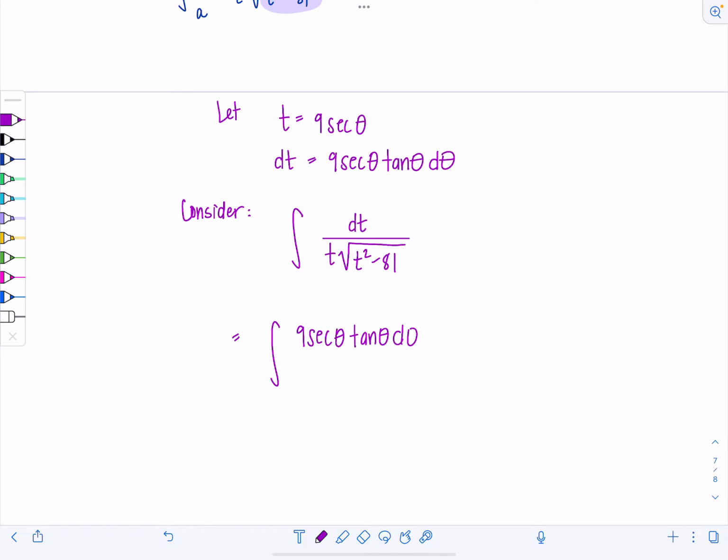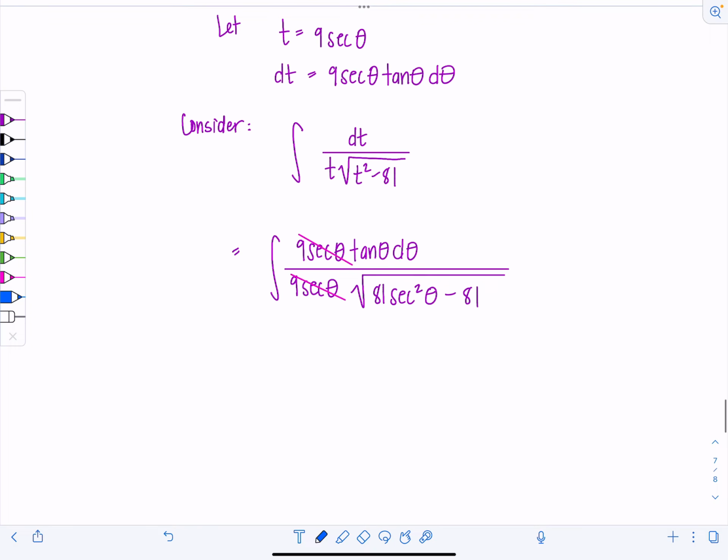Okay, so I'm replacing dt with 9 secant theta tan theta d theta. And then t is 9 secant theta. And then I have rad t squared minus 81, so that's going to be 81 secant squared theta minus 81. Okay, looks nice. Look at this 9 secant theta canceling out like a dream. I love it so much.